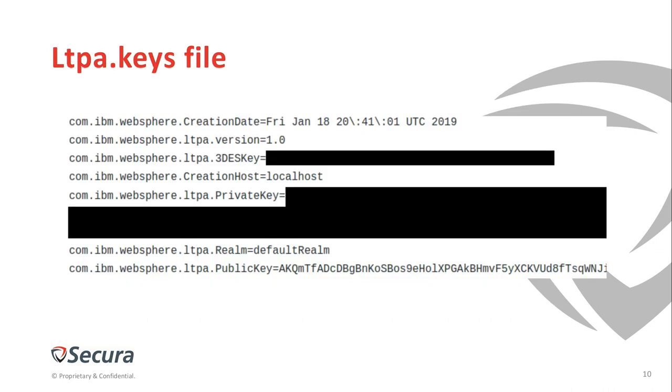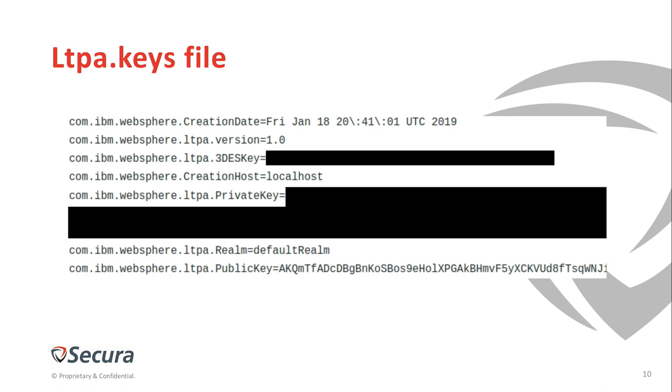To manage keys, you have a file called ltpa.keys. This contains your RSA private key and your AES key. The configuration option is still labeled triple DES key, but it's actually not used for triple DES. And if you want multiple servers to use the same kind of session tokens, you just copy this file to these multiple servers. These are randomly generated when you set up a new WebSphere instance.